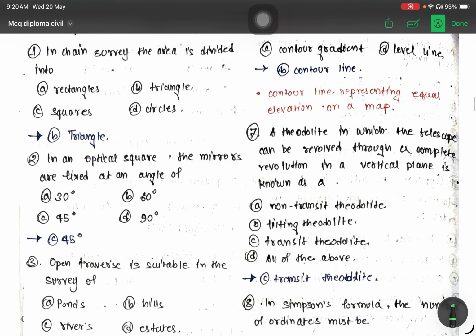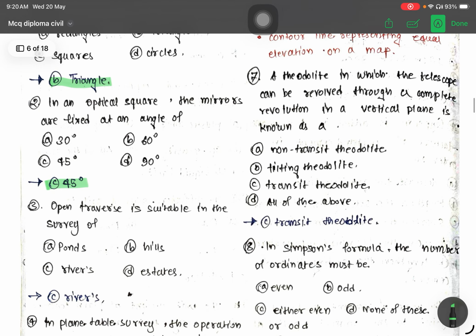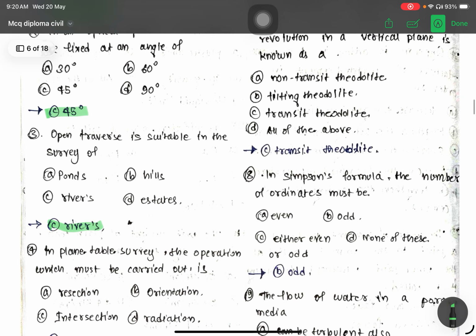In chain survey, the area is divided into triangles. In optical square, the mirrors are fixed at an angle of 45 degrees. The operator was suitable for the survey of rivers. In plane table survey, the operation which must be carried out is orientation.